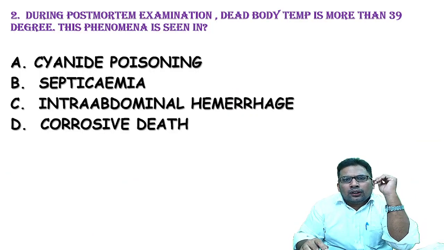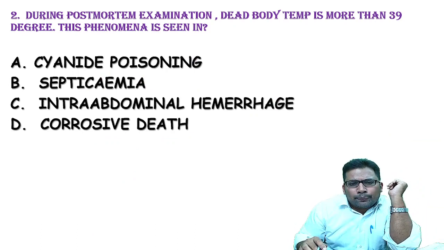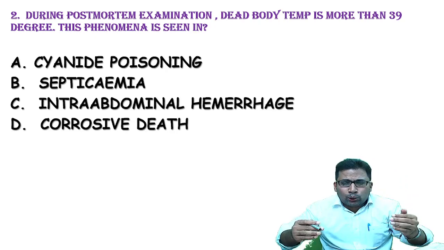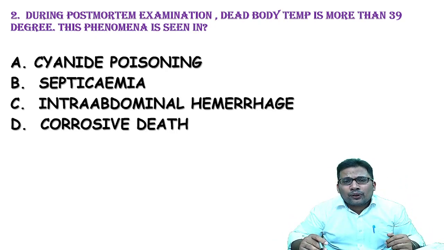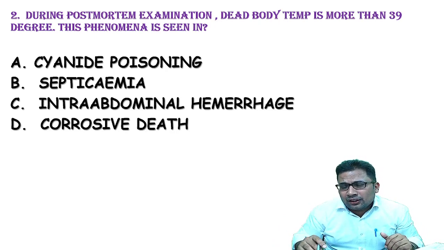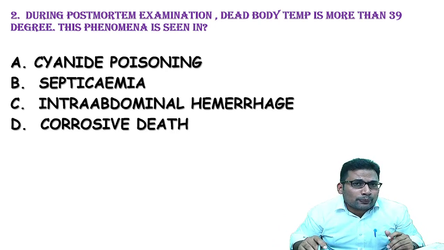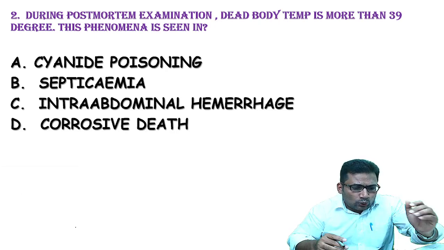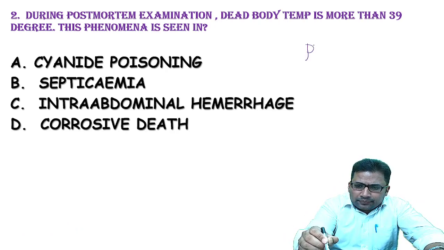Next, second question. During postmortem examination, dead body temperature is more than 39 degrees. This phenomenon is seen in. What is this phenomenon? Dead body temperature is more than normal for at least the first 2 hours. That is known as postmortem caloricity. So here the examiner is asking about PM caloricity.